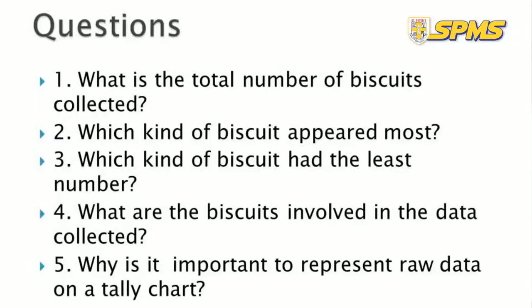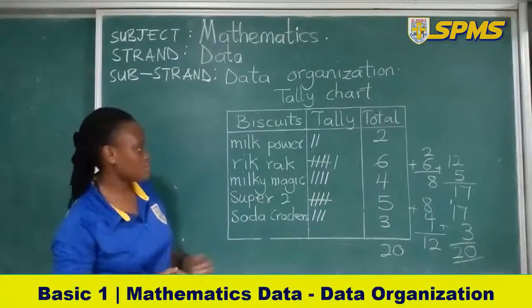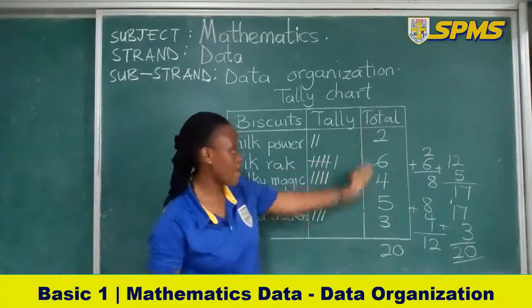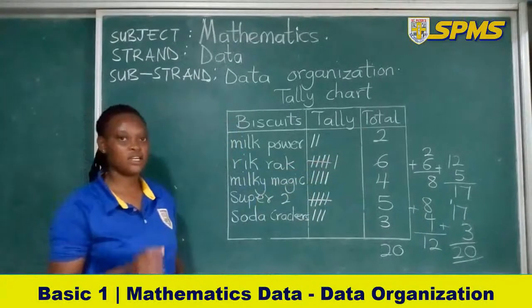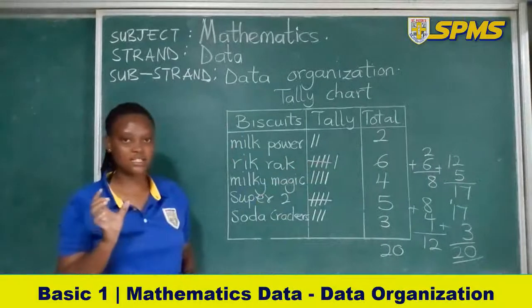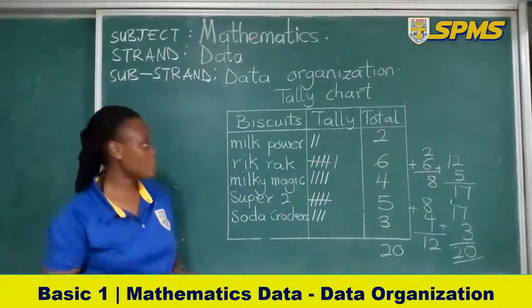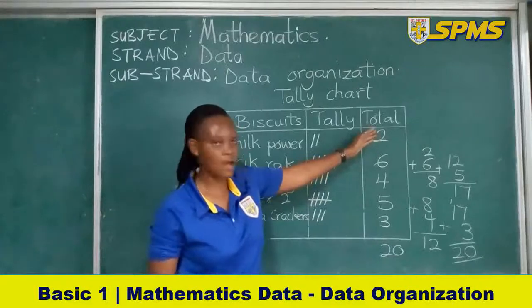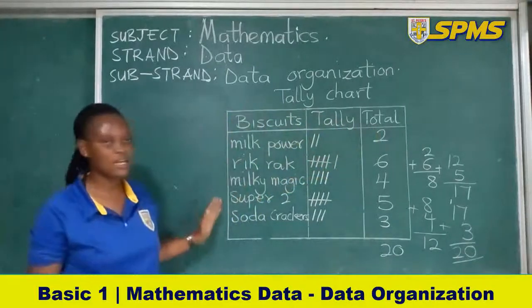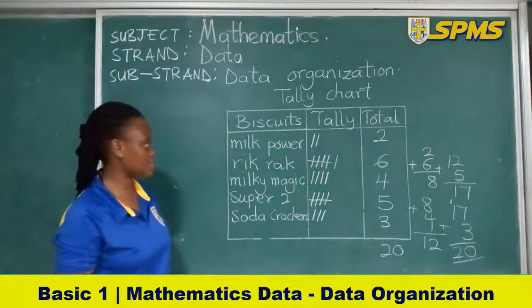Our third question. Which biscuits had the least number? So we look at the numbers we have here and then look at the one which appeared the least. So we have 2. 2 is the least number amongst the different kinds of biscuits.